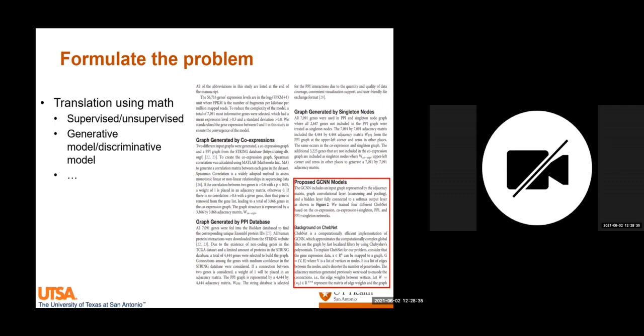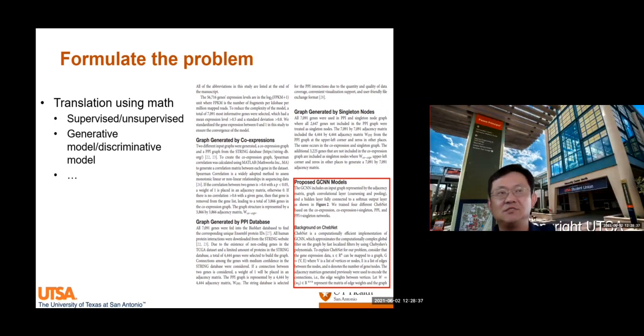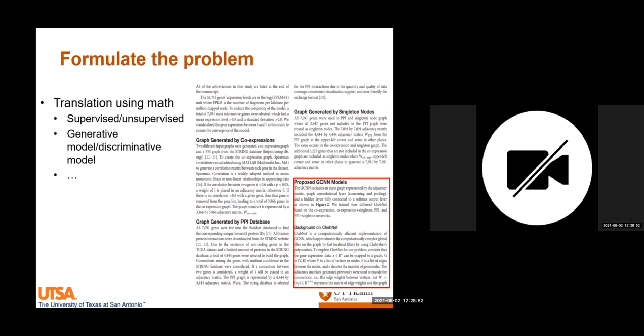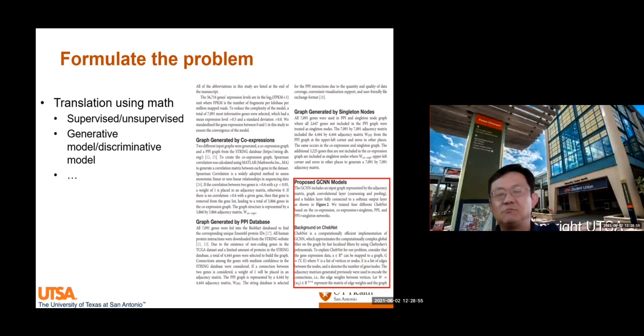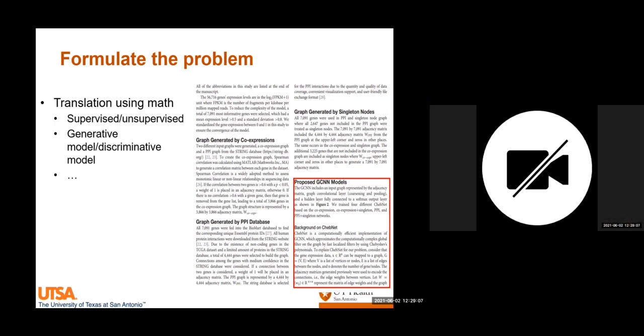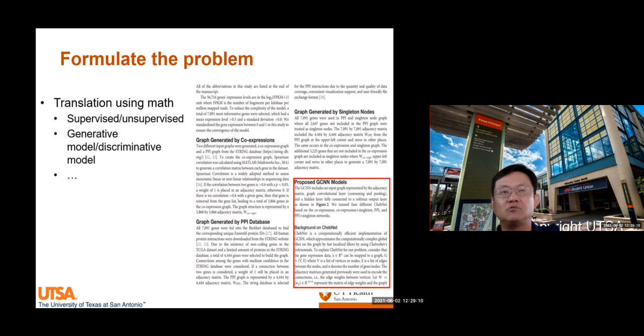Therefore, we need to translate the problem into math, such that you know whether this is, for example, a supervised learning problem or an unsupervised learning problem, or whether you should deploy a generative model or a descriptive model. Only once we can translate the problem into math can we know which machine learning tools or theories we should use to really address this problem. So this is a really very important step of the entire process.